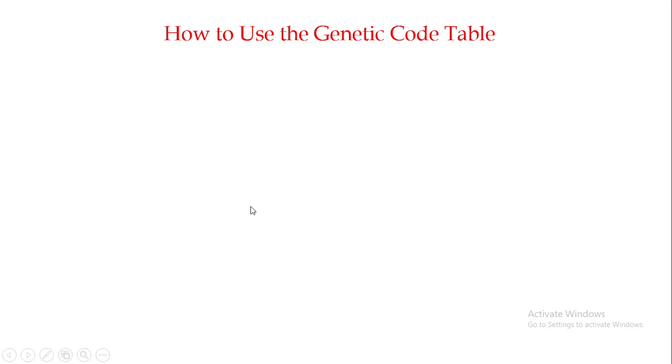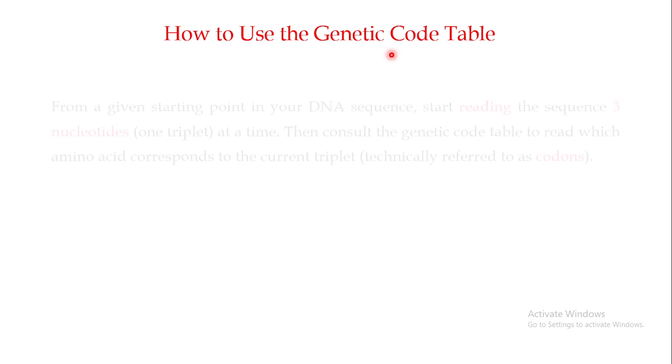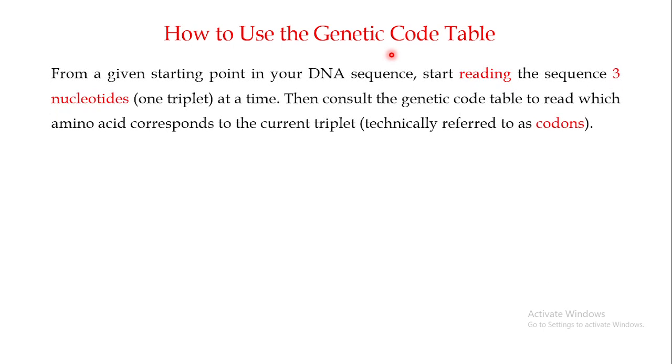This video is the continuation of the previous video where I told you how to use the genetic code table. In my previous video, I told you that from a given starting point in your DNA sequence, if you start reading the sequence 3 nucleotides or 1 codon at a time, then you consult the genetic code table that is going to give you the corresponding amino acid sequence of your DNA sequence.